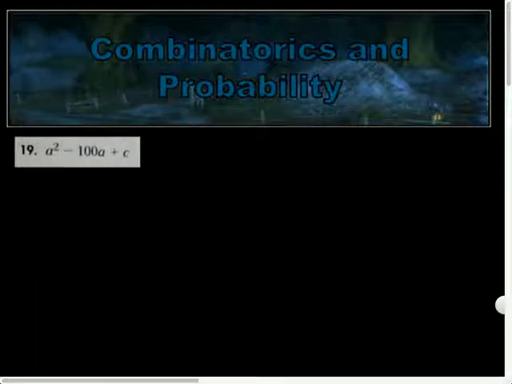Greetings and welcome, friends. We're taking a look at completing the square, the homework from it, of course, page 351. Problem 19 here specifically said, what value of c would make this a perfect square trinomial?